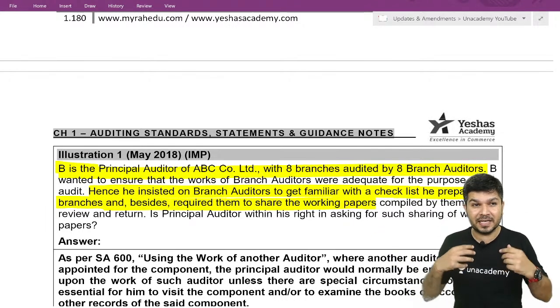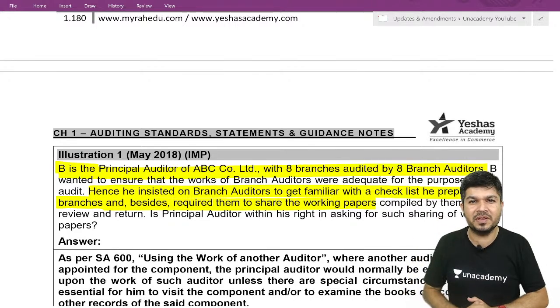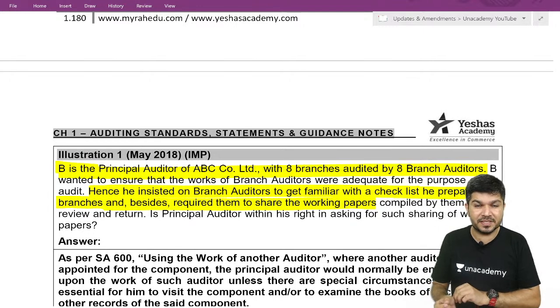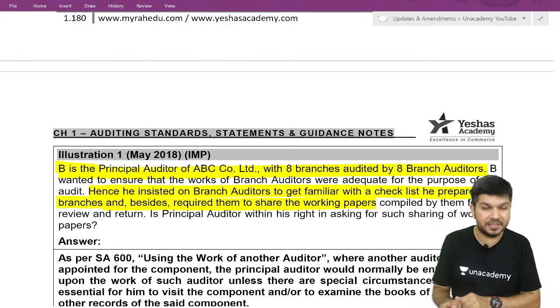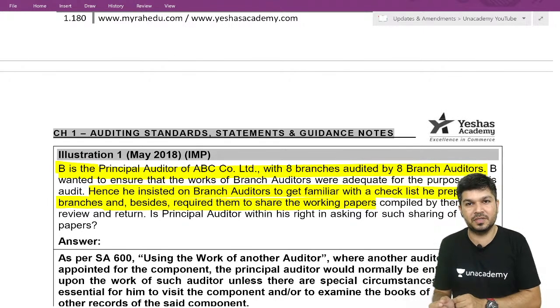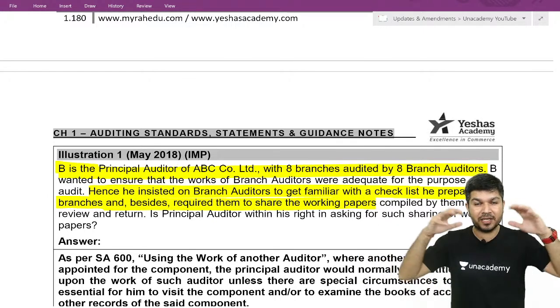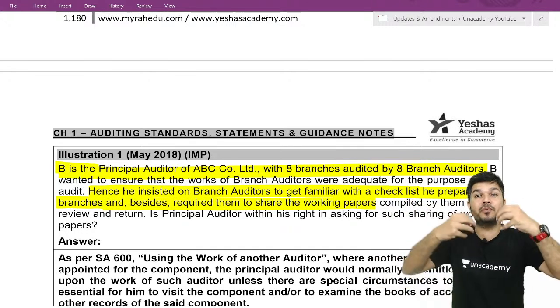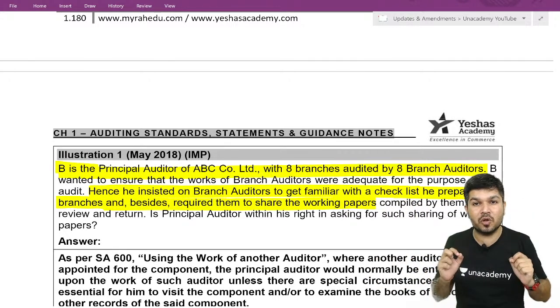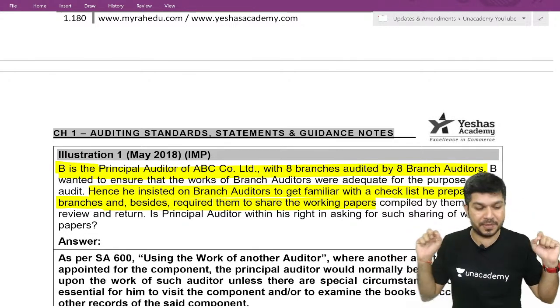But I tell him to fill a checklist. Is he bound to fill the checklist and give it to me? Yes. That he is bound. And I have a right to get a copy of the report. The branch auditor has to submit a copy of the report to the main auditor. I cannot ask for the copies of working papers.